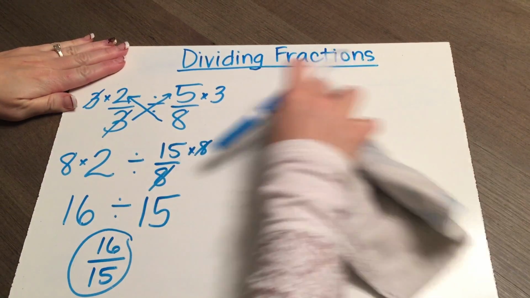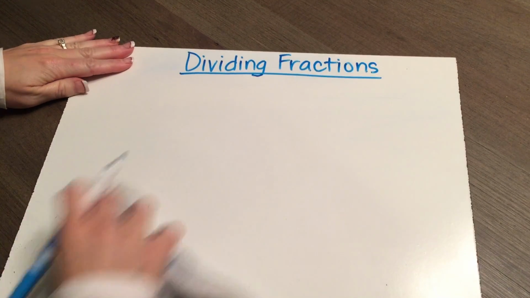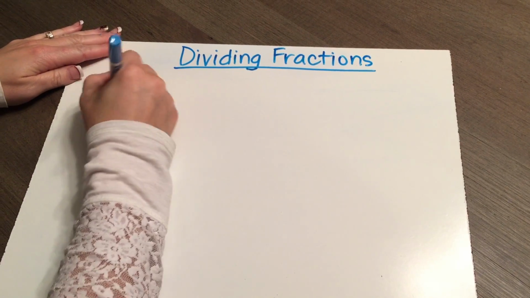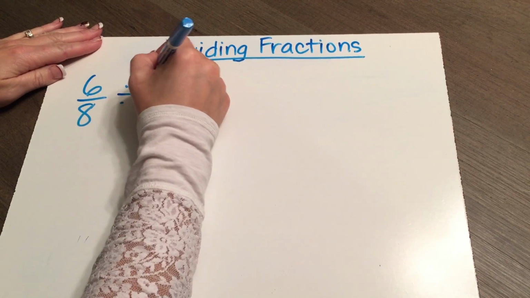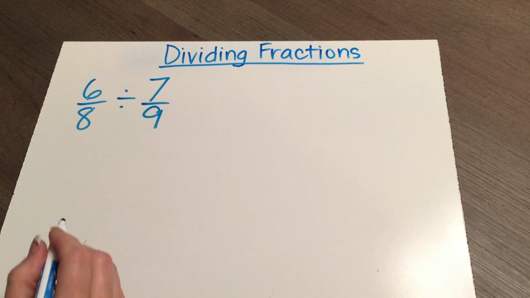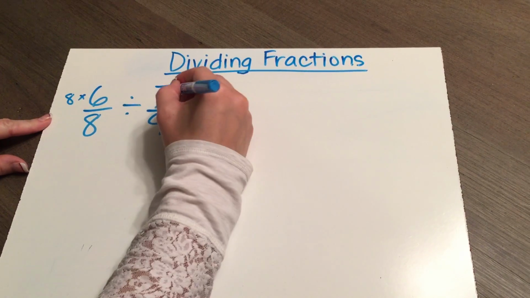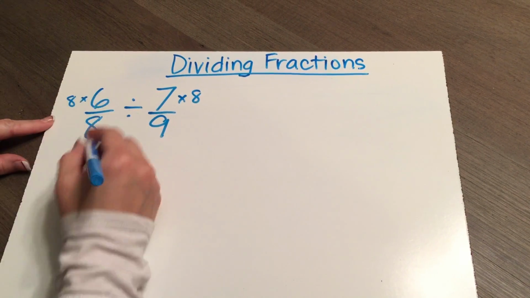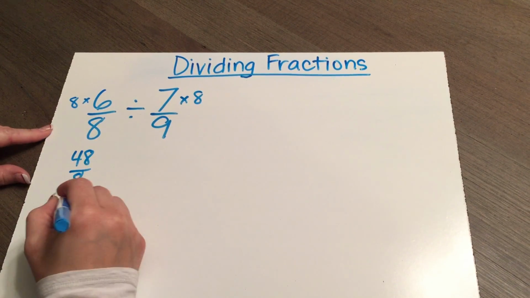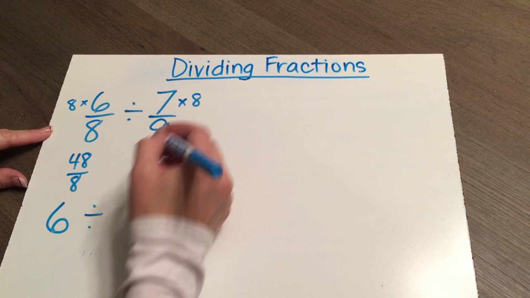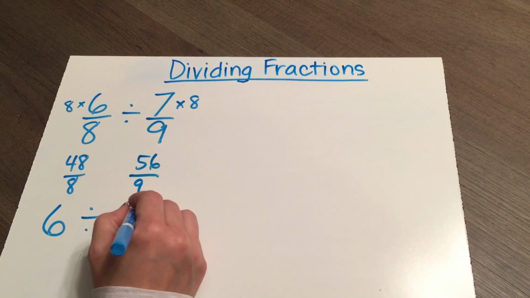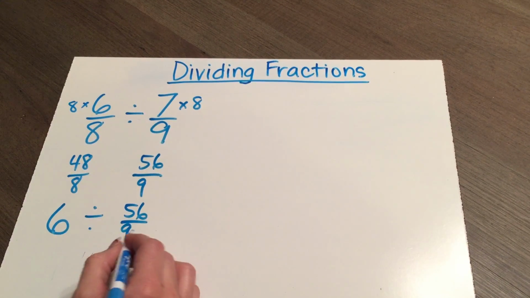Let's do one more sample problem. Let's try 6/8 divided by 7/9. Okay, again, we're going to want to get rid of those denominators. We're going to multiply everything by 8 here, and everything by 8 on the other side. 6 times 8 is 48/8, which again equals 6 wholes. And then 7 times 8 is 56/9. Okay, we have 6 wholes divided by 56/9.